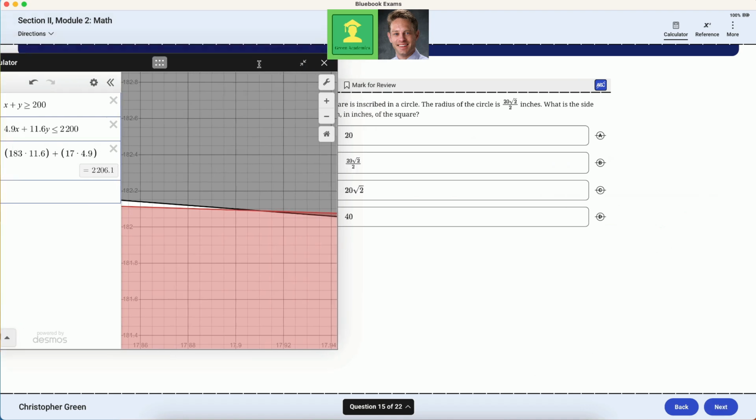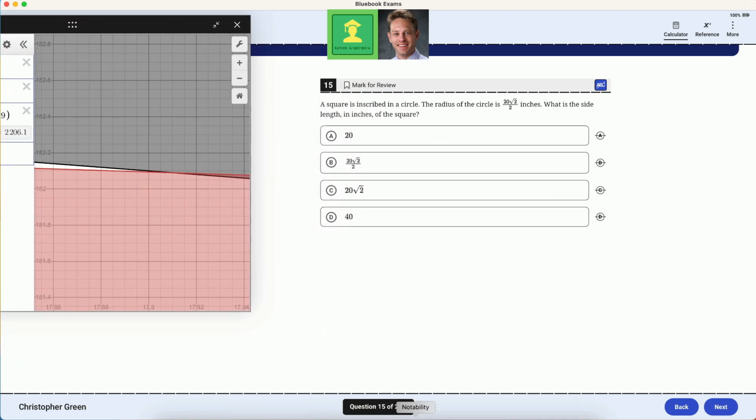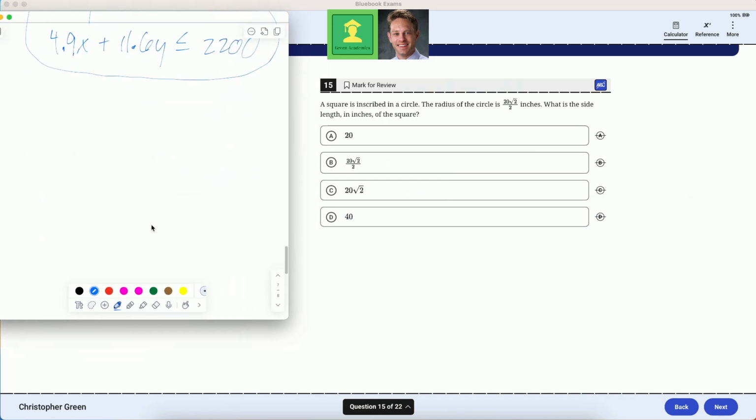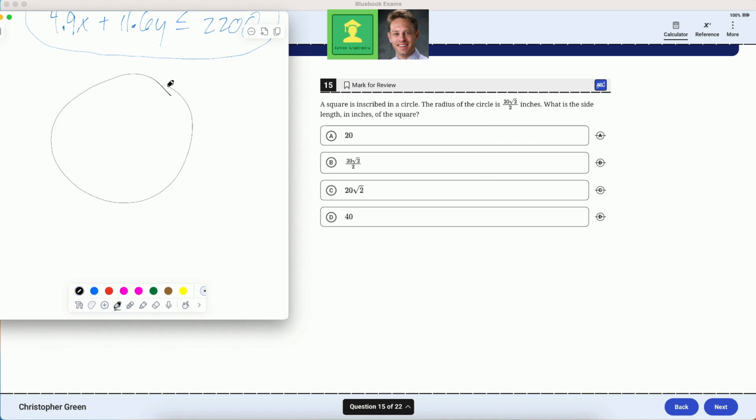Okay, they're getting pretty tricky here. This is a classic special right triangle instance. In fact, I love these questions. These sort of transcend all place and time in mathematics. A square is inscribed in a circle. The radius of the circle is that. Okay, let's make a simple sketch. It always ends up being based on special right triangles for these. So the radius of the circle is 20 radical 2 over 2.